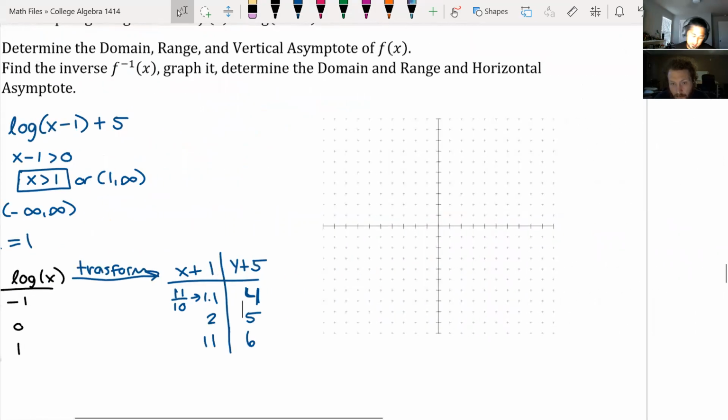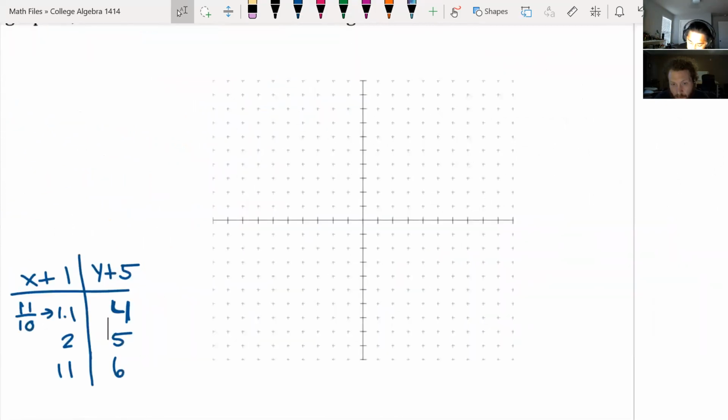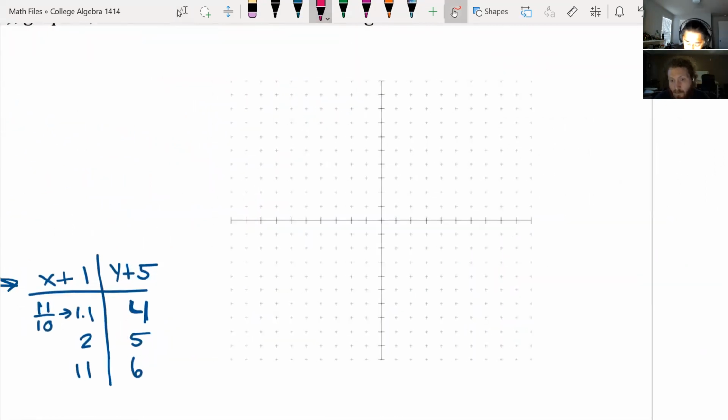We could probably fit 11 on there, whichever. So we know we have a vertical asymptote at 1. Here's our vertical asymptote at 1. And then for my graph, at 1.1, we are at 4. So 1.1, and we have 1, 2, 3, 4. We are here. And then at 2, you're at 5, which is right there.